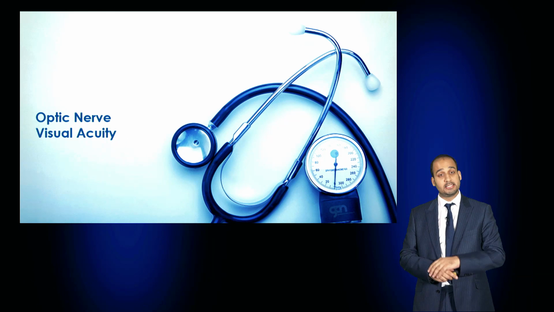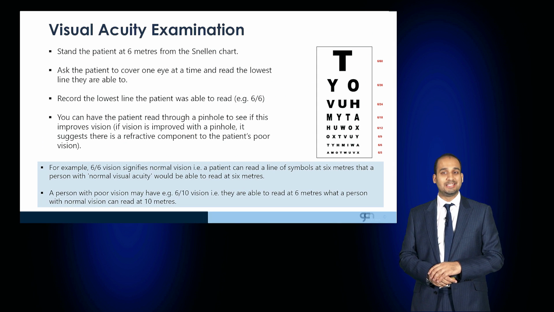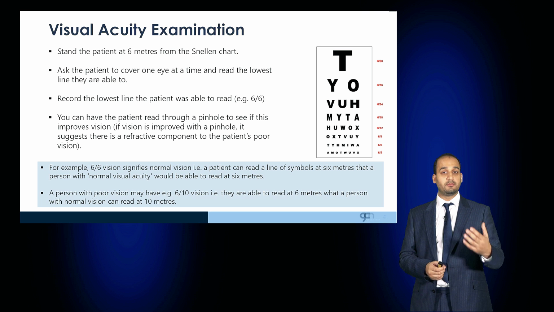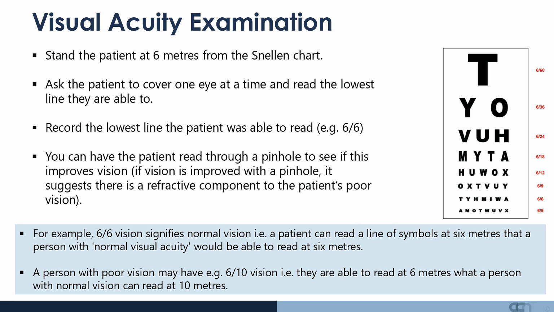The next thing is to test the acuity. Visual acuity is tested using a Snellen chart. The patient is asked to stand 6 meters away from the Snellen chart, to cover one eye at a time, and continue reading the entire Snellen chart to the lowest line that they're able to read. If the patient has poor vision, a pinhole can be used, and if vision improves with the pinhole, that suggests that there's a refractive component to the patient's poor vision.